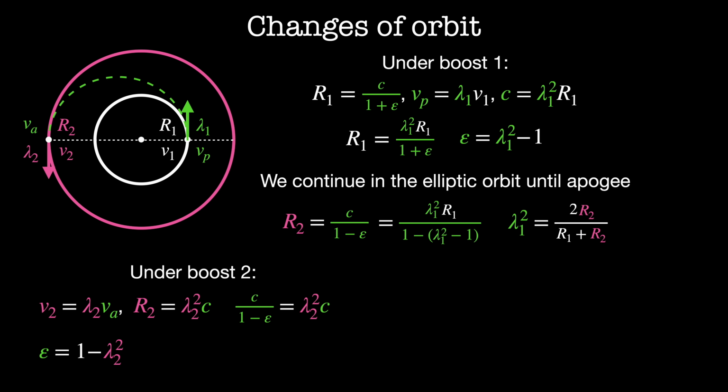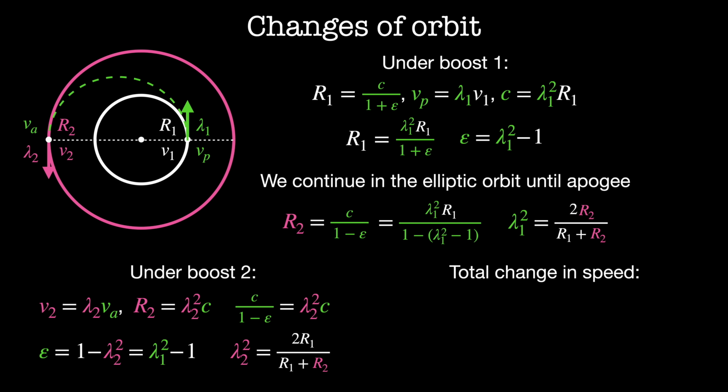But we already worked out a relationship between epsilon and lambda 1. So we can substitute that in as well. Since we now have a relationship between the second boost, lambda 2, and the first boost, lambda 1, which we've already found an expression for in terms of our two circular radii, we can now write an expression for the second boost in terms of those radii as well. And we find that lambda 2 squared is equal to twice r1 divided by r1 plus r2. This tells us how big our boosts need to be in order to successfully transfer from a circular orbit at radius r1 to a circular orbit at radius r2.